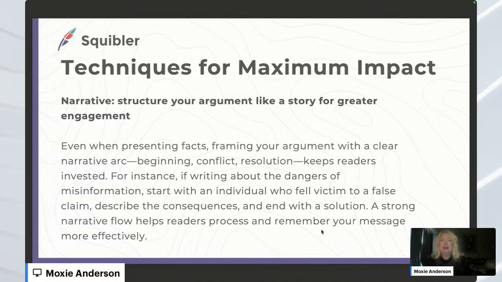Another tip for writing narratives is just to structure your argument like a story for greater engagement. Even when you're presenting facts, framing your argument with a clear narrative arc, a beginning, a conflict, and a resolution, can keep readers invested. For instance, if you're writing about the dangers of misinformation, start with an individual who fell victim to a false claim. Describe the consequences they felt and end with a solution. A strong narrative flow helps readers process and remember your message more effectively.